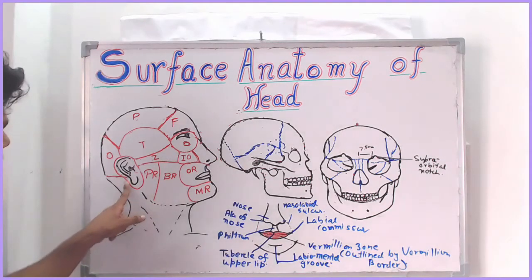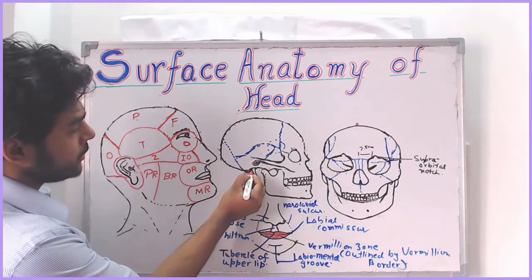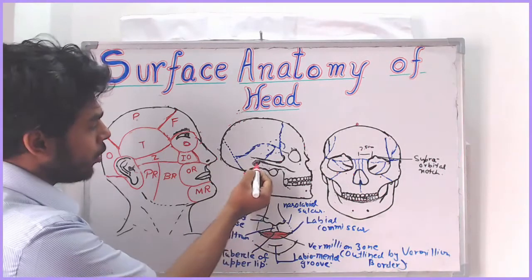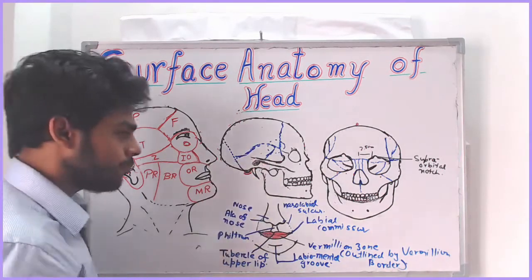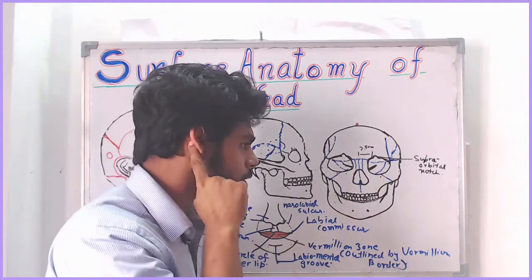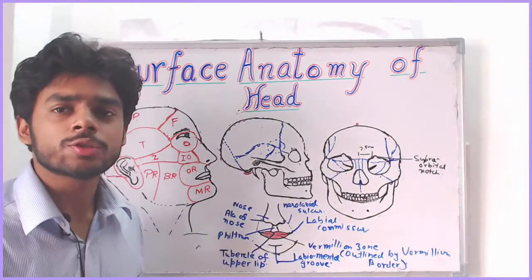We have the mastoid process, which is behind the lower part of the auricle. Here, behind the lower part of the auricle, you can see this protuberance. This is the mastoid. When you move your finger behind the auricle, you can feel a small eminence, and that is called the mastoid process.